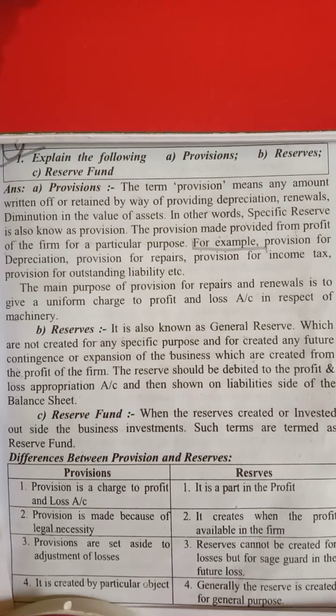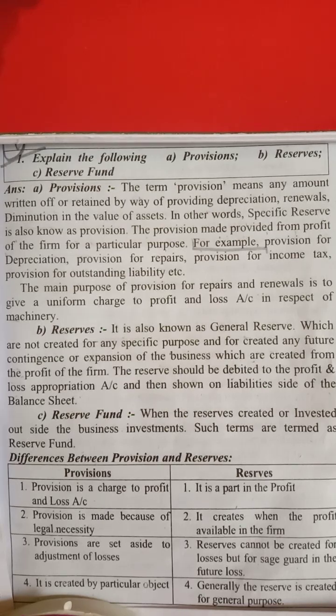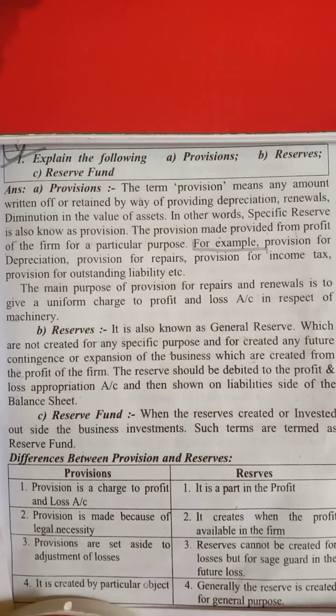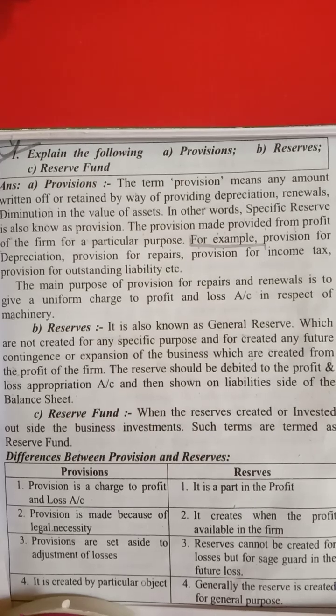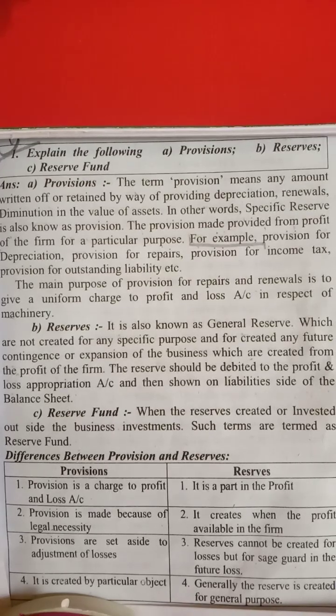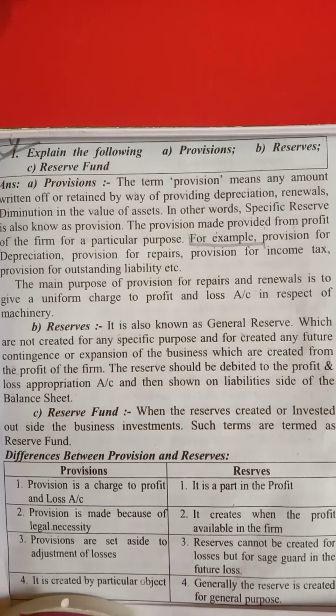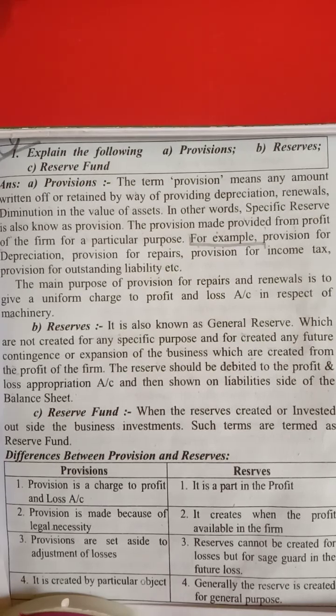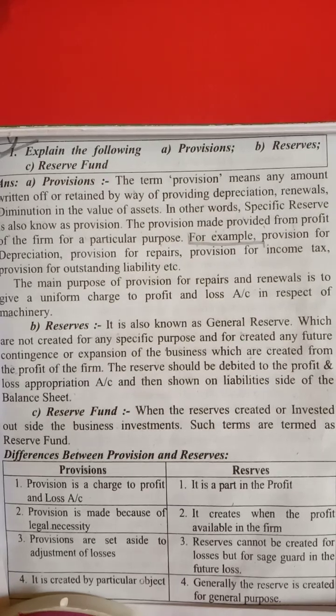Next point, provision. Third point, provisions are set aside for adjustment of loss. And in comparison, reserves cannot be created from a loss, but are created for safeguard against future loss.